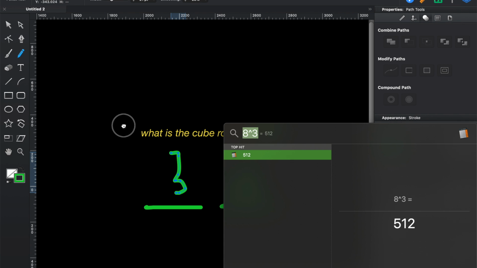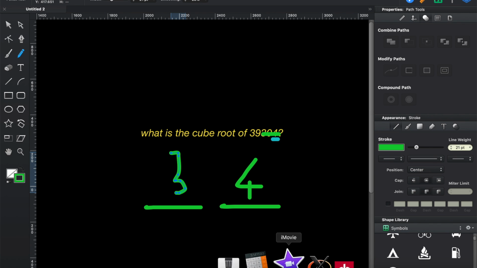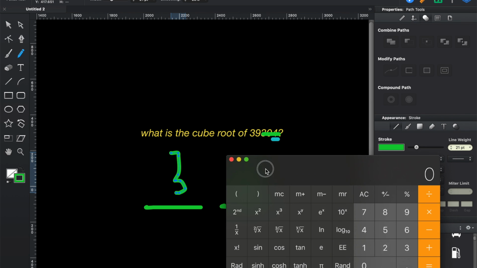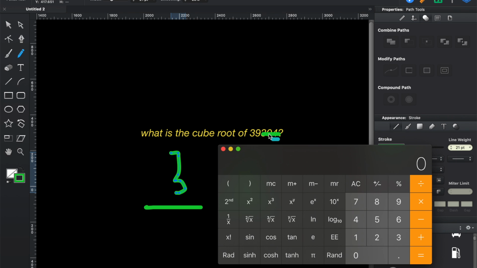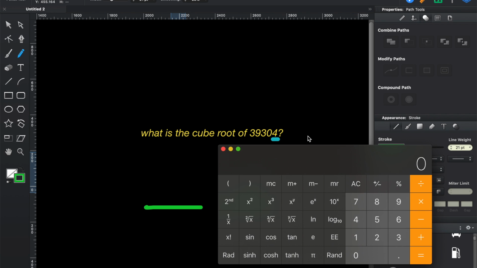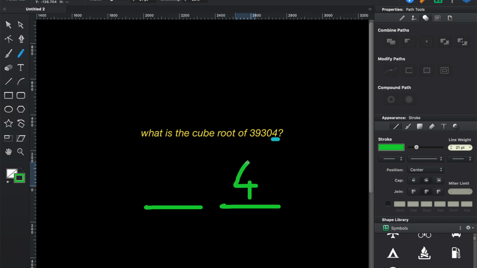And we can check that. What was the number? We can get rid of that, and there, 39304. So 39304, the cube root of that is 34. So yeah, we did get it right. Remember, it was 34? Yeah.